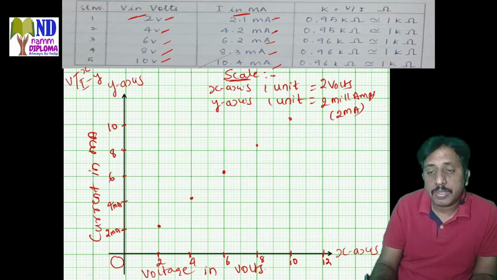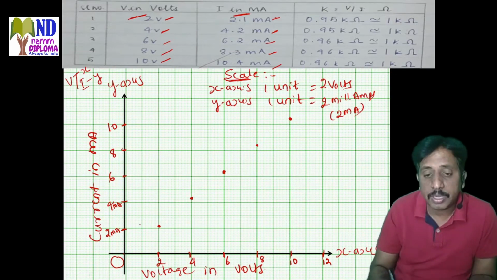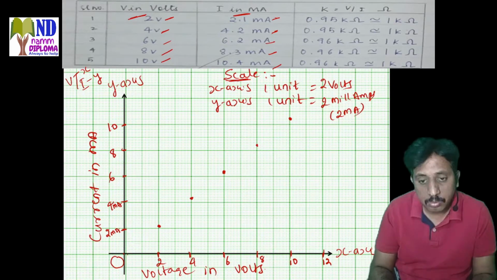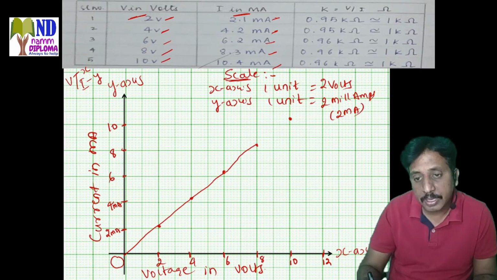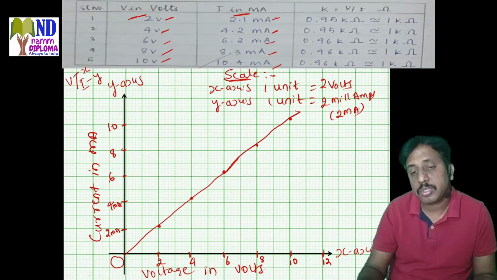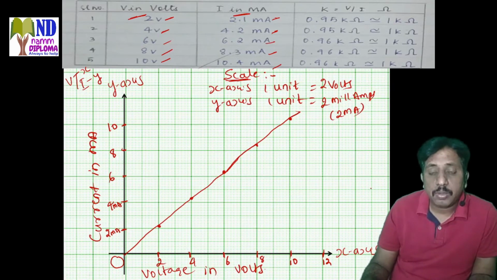Okay, always join the points of the graph freehand. You should not use the scale here. From the origin you can keep on joining the points like this, joining all the points. So it is a straight line. It goes on increasing. So this is the graph for Ohm's law that you wanted to plot.